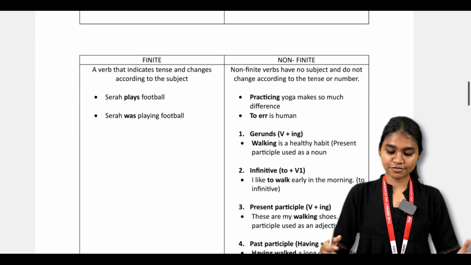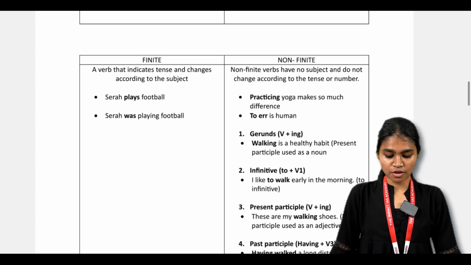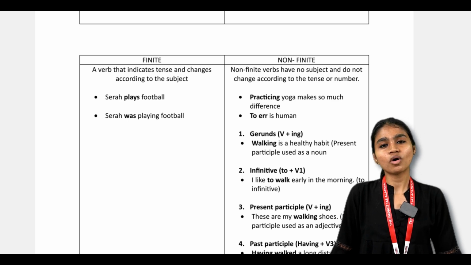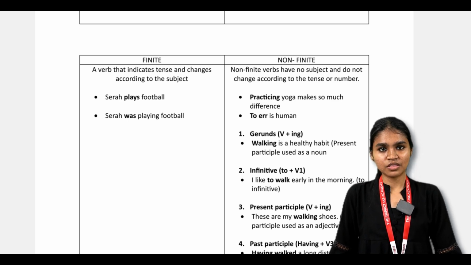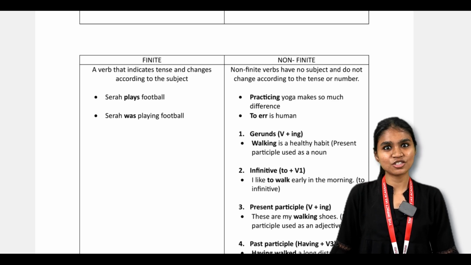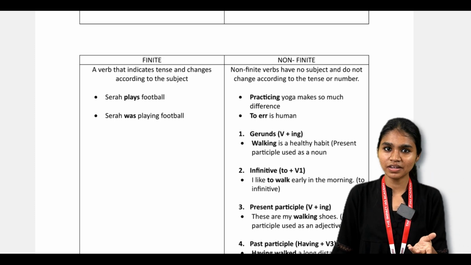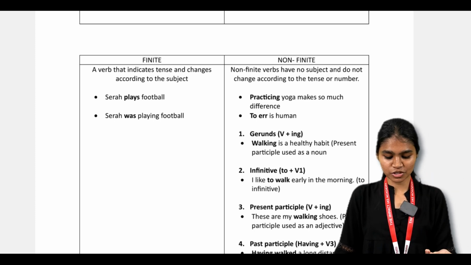We will now look at finite and non-finite verbs. Finite verbs na என்னது? A verb that indicates tense and changes according to the subject. What is the job of a verb in general? The verb usually indicates the tense of the sentence. அது past tense ஆ, present tense ஆ, future tense ஆ, நீங்க எதை வச்சு பாப்பீங்க? அந்த sentenceல இருக்கிற verb வச்சு தான் பாப்பீங்க.